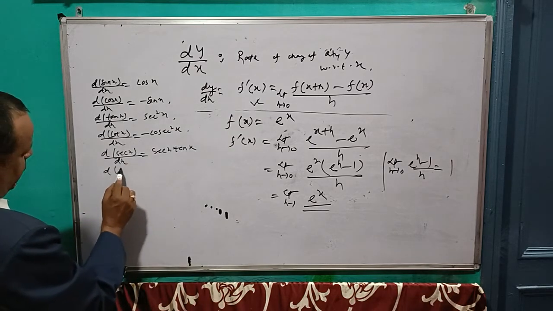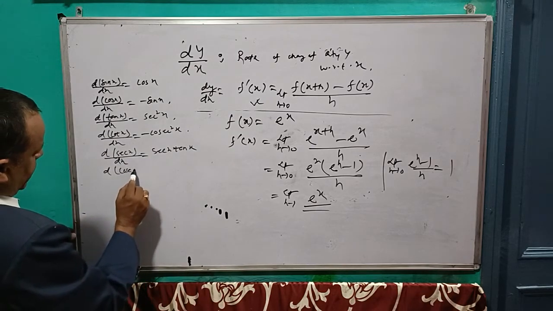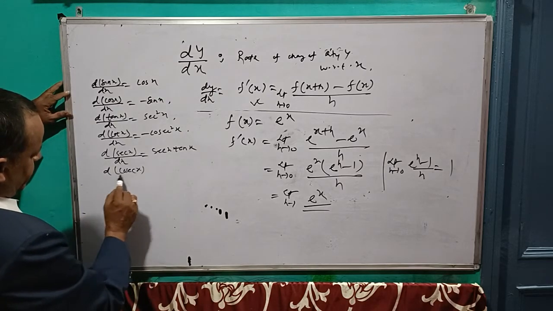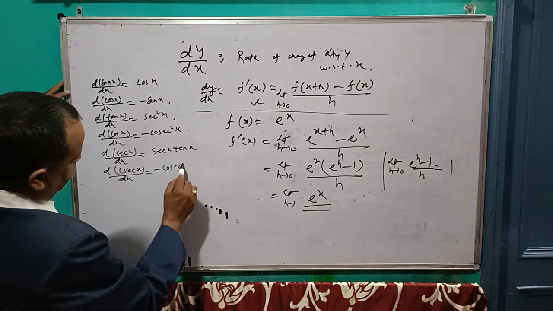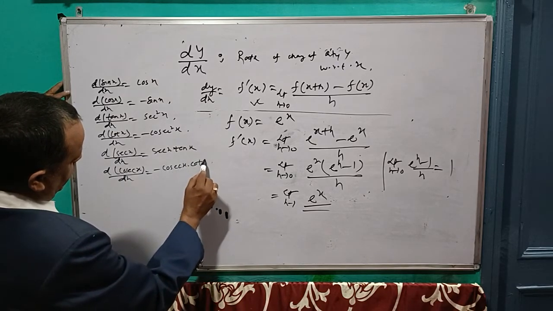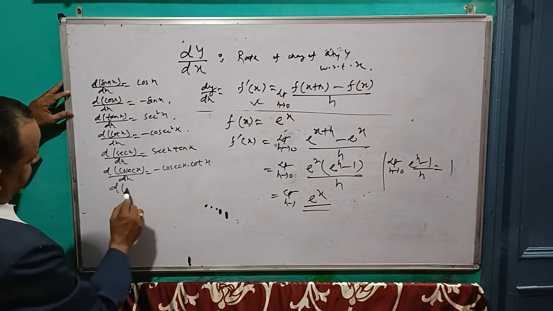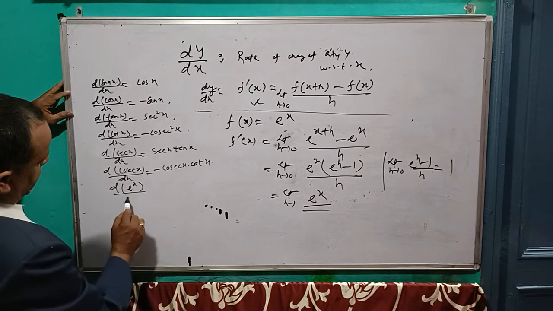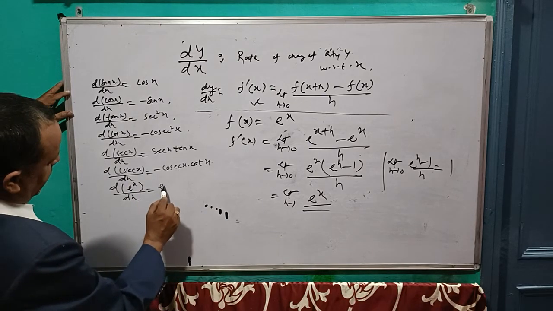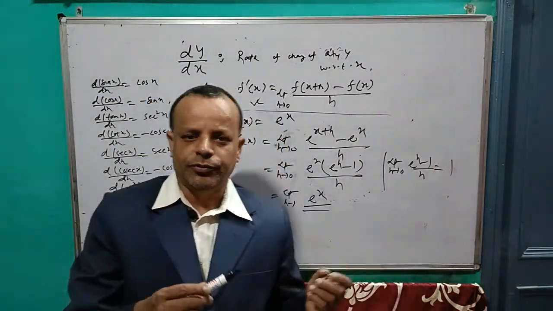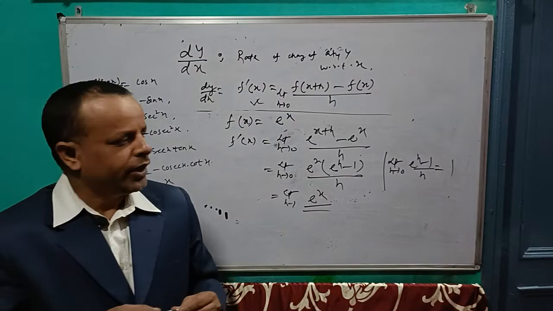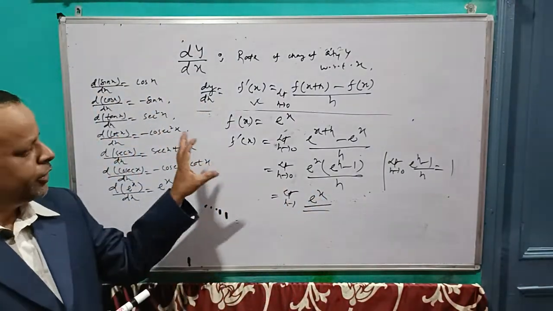Then the derivative of cosec x with respect to x is how much? It is minus cosec x into cot x. Then we did the derivative of e to power x with respect to x, which is e to power x.